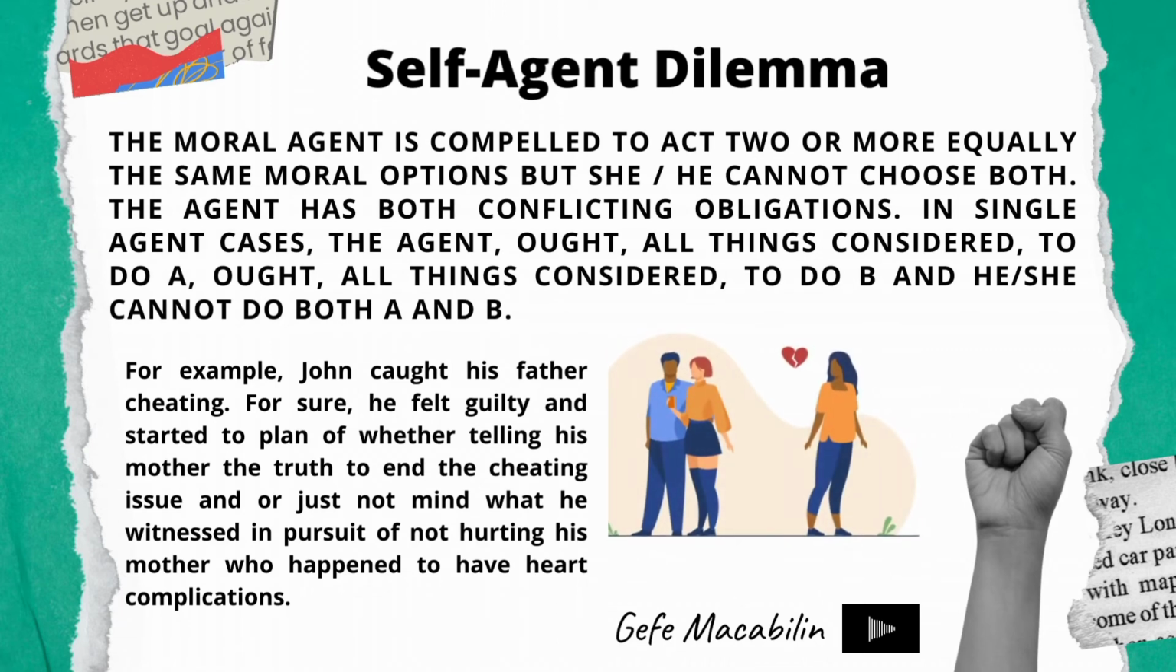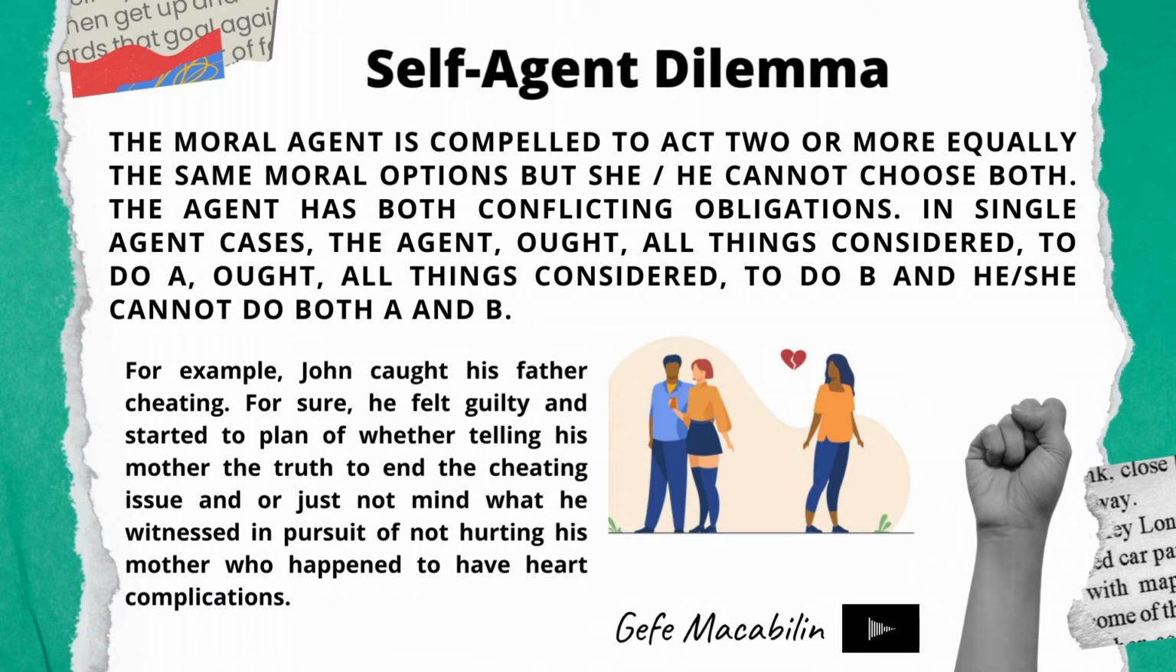Single Agent Dilemma. In Single Agent Dilemma, the moral agent is compelled to act on two or more equally moral options, but he or she cannot choose both. The agent has both conflicting obligations. In single agent cases, the agent ought all things considered to do A, ought all things considered to do B, and he or she cannot do both A and B.